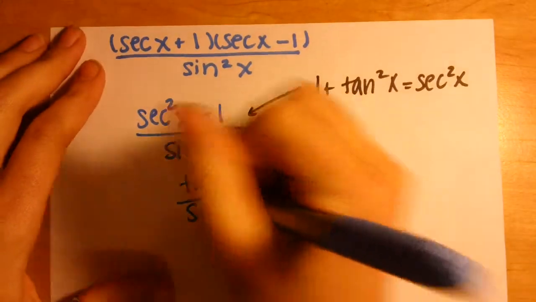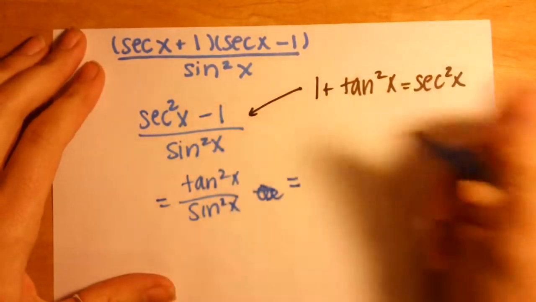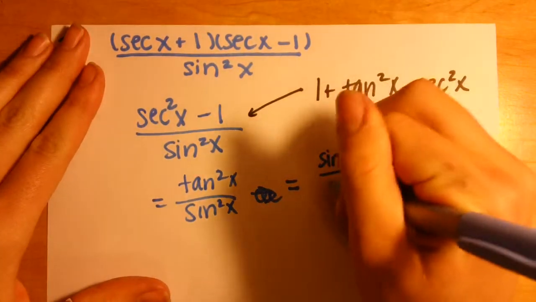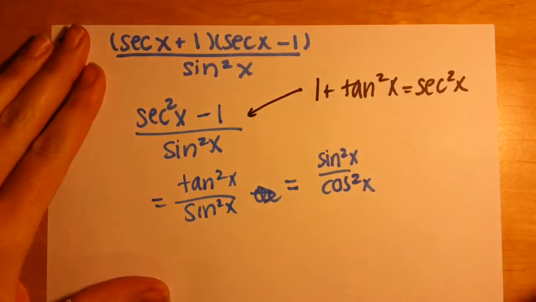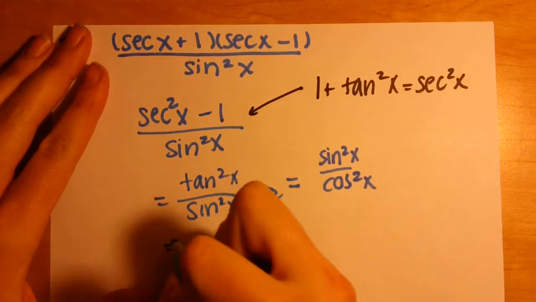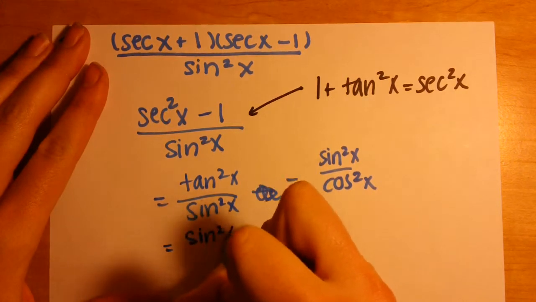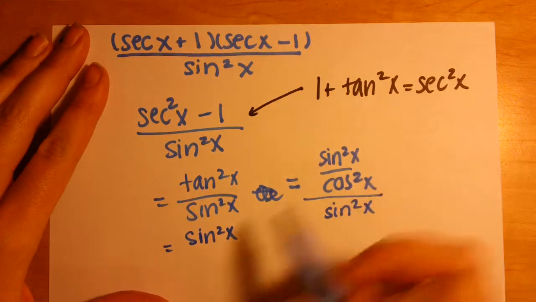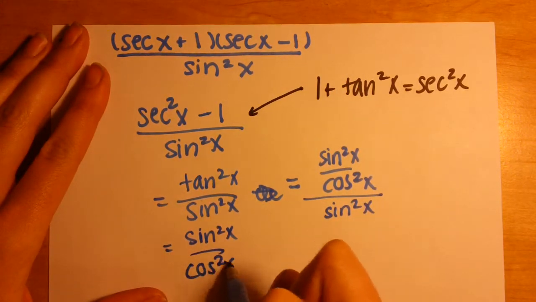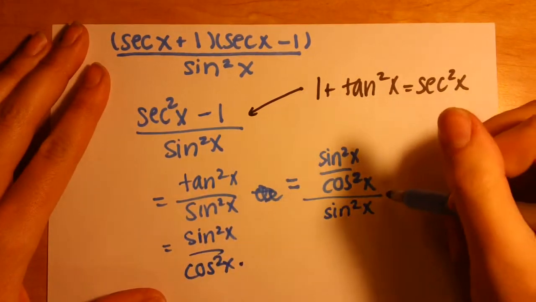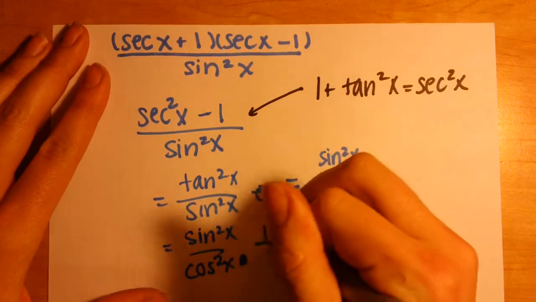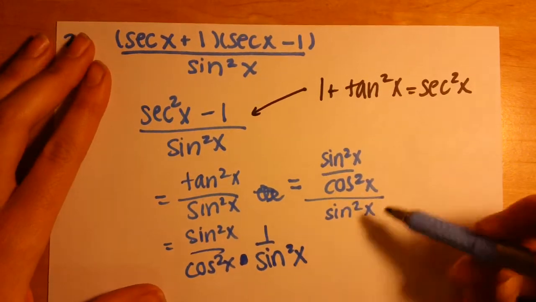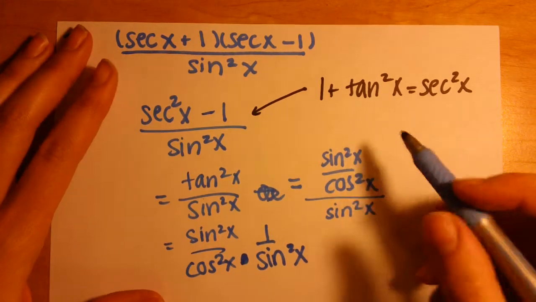From here, we don't use the arrow, we say equals. Tangent squared x is the same as sine squared x over cosine squared x. And we can break this down. We'll have sine squared x over cosine squared x, that's our top part, times 1 over sine squared x. So I'm just multiplying by the denominator there.